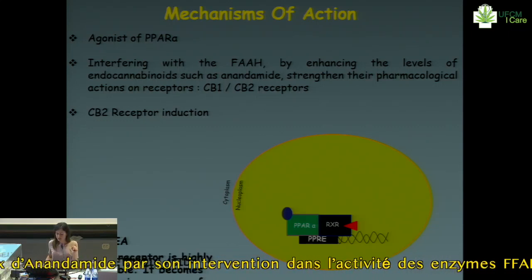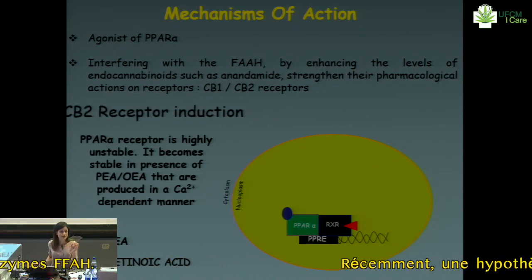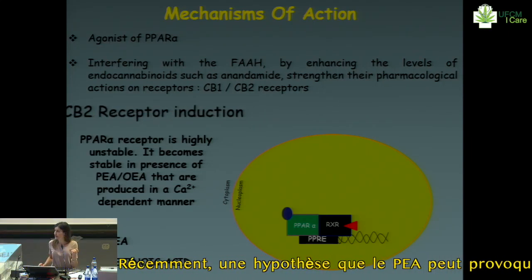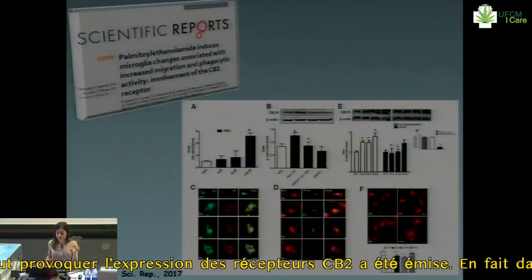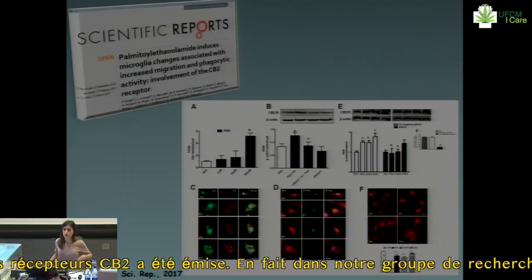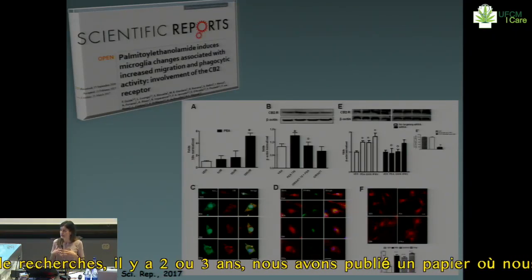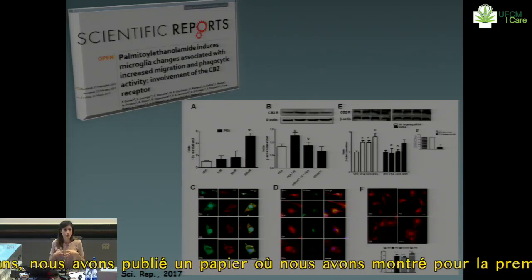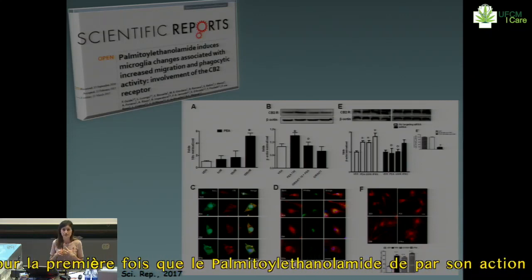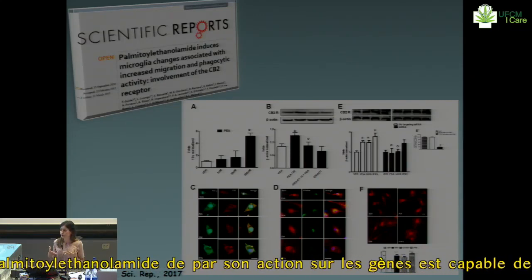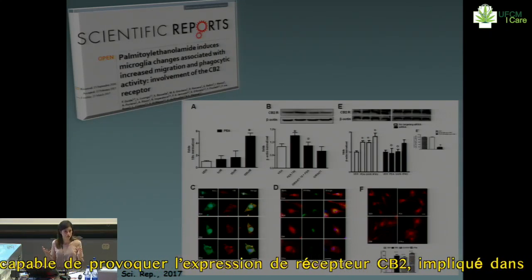But recently it has been hypothesized that through PPAR-alpha activation, PEA is able to induce the expression of the CB2 receptor. Indeed, in our research group a couple of years ago, we published a paper where we showed for the first time that palmitoylethanolamide, through its genomic action mechanism, is able to induce CB2 receptor expression, which is involved in the microglia morphological and functional changes.